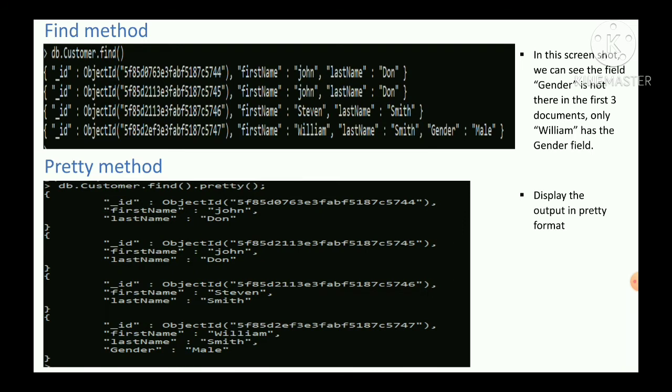You see here, I just give db.customer.find. It is showing 4 records. If you see the 4th record, it has _id, first name, last name, and gender. The 4th record contains the gender because I introduced the new field in that 4th record only. The remaining 3 records do not have values for gender, so it is not displayed. If I want to display the values in a neat format, I just give db.customer.find().pretty(), so it will show the values in a prettier way.